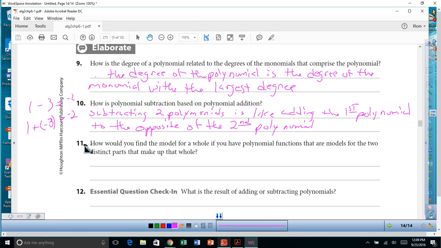How would you find the model for a whole if you have polynomial functions that are models for two distinct parts that make up the whole? Just add them together. Add the two parts together.